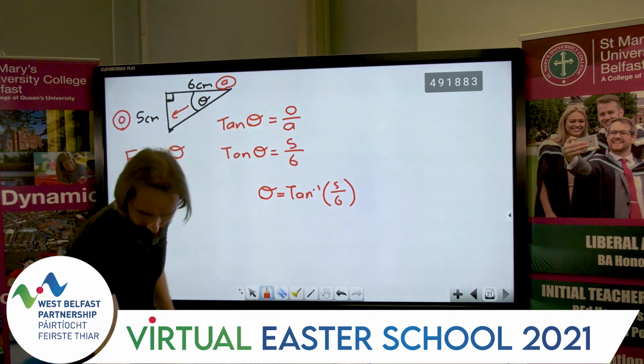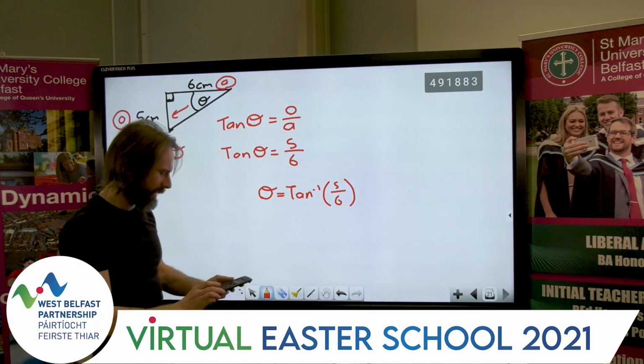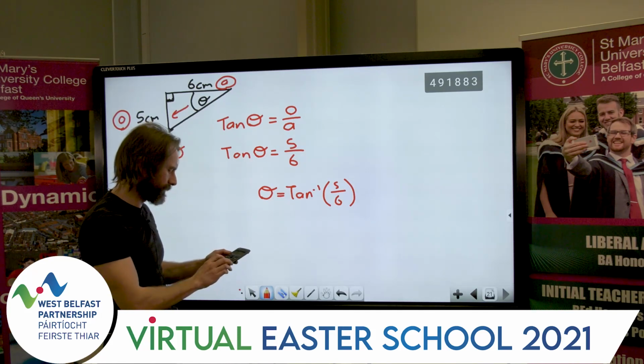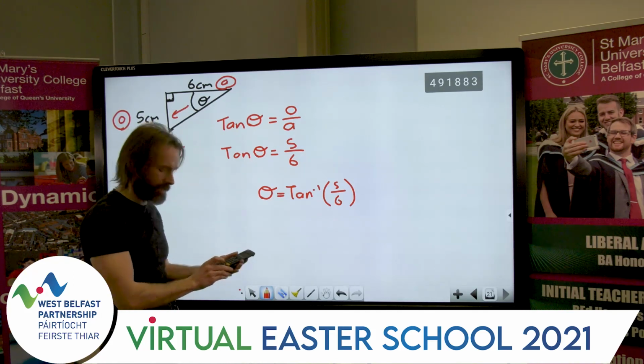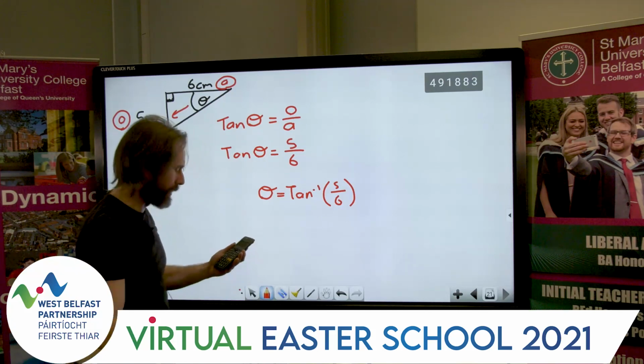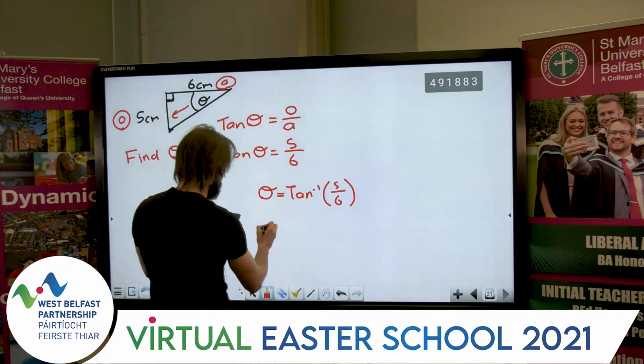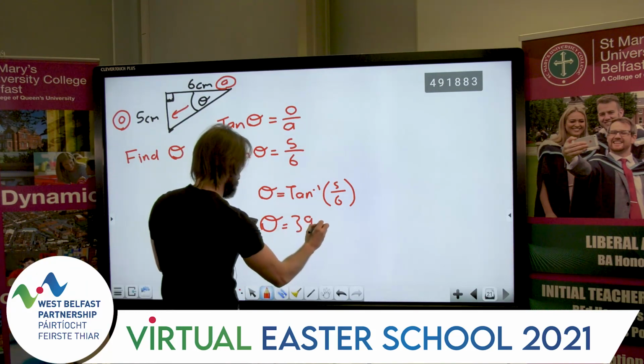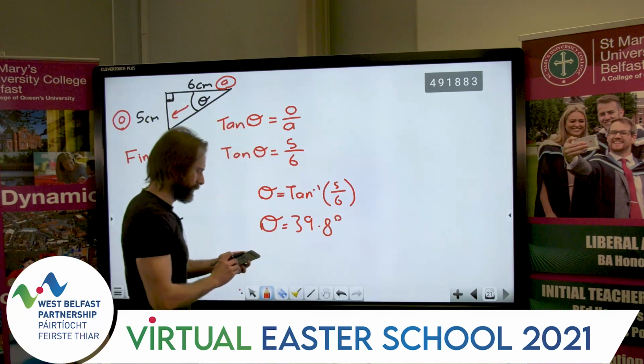Okay, and again, just to explain how you get the inverse function: shift, tan to the minus 1, and I'll use my fraction button on my calculator for 5 over 6, close my bracket, which in this case gives me an angle of 39.8 degrees. Okay, so 39.8 degrees, and that is to 1 decimal place.